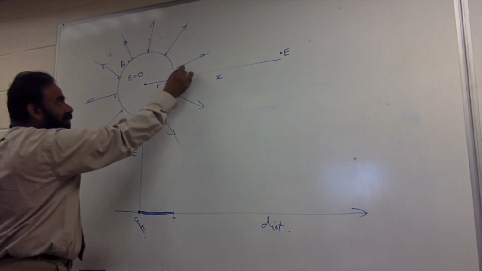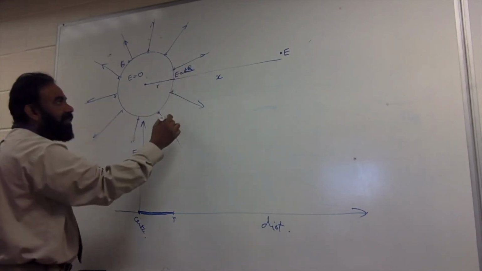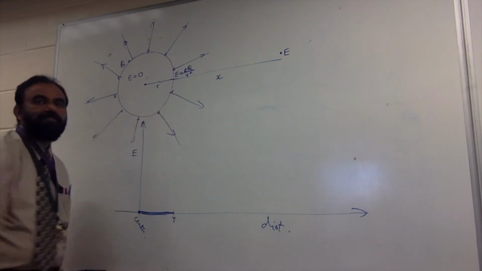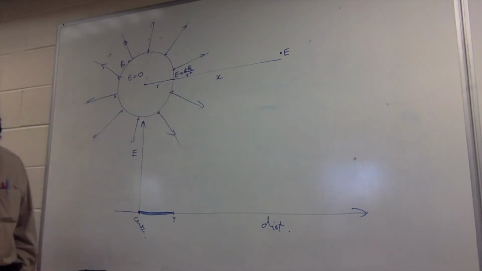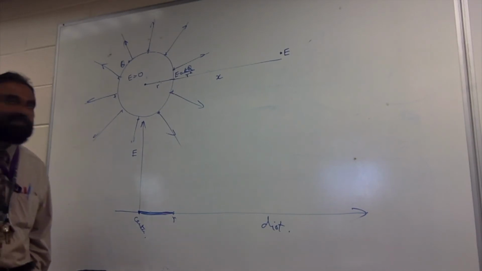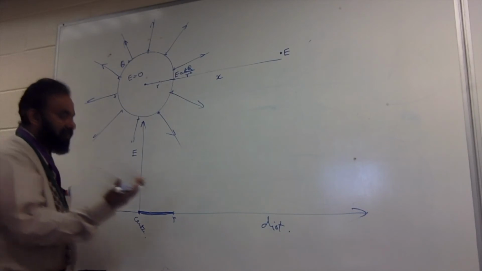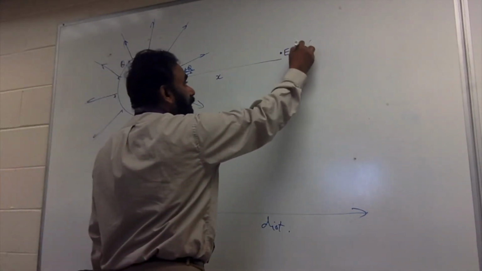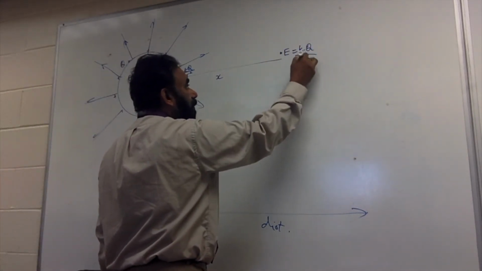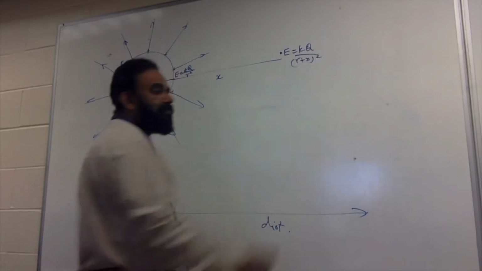E here is equal to KQ over R squared. It's going to be KQ over R squared. Make sure that you're able to follow all these things. That is KQ over R squared, which is the highest. And over here it's going to be KQ over (R plus X) squared.